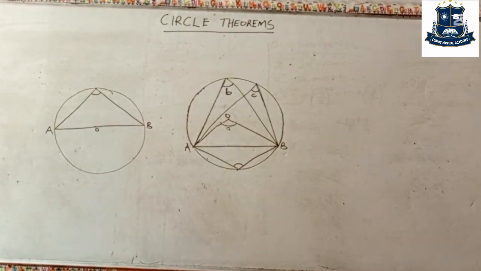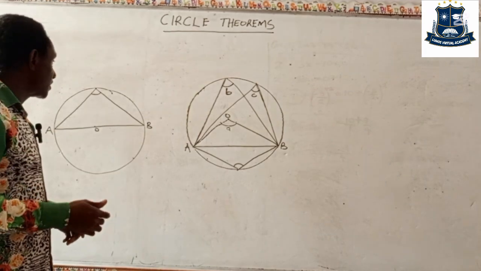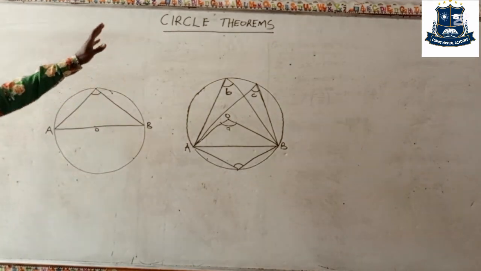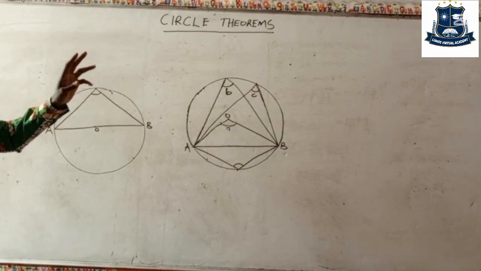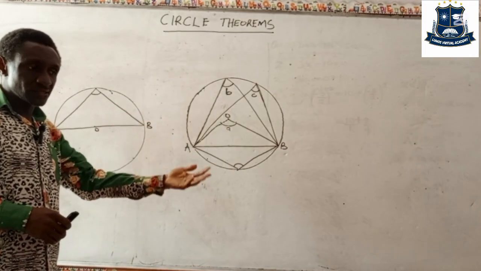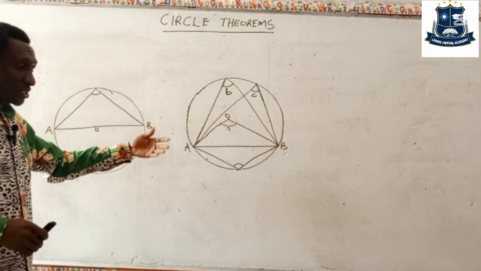Are we there? So whether chord or diameter, they can form an angle at the center and at the circumference. The chord can form an angle at the center and at the circumference. The diameter can form an angle at the circumference. Now, in circle theorems, I'll just mention two theorems and then we will look at questions. We'll look at some WAEC questions on circle theorems and solve them.